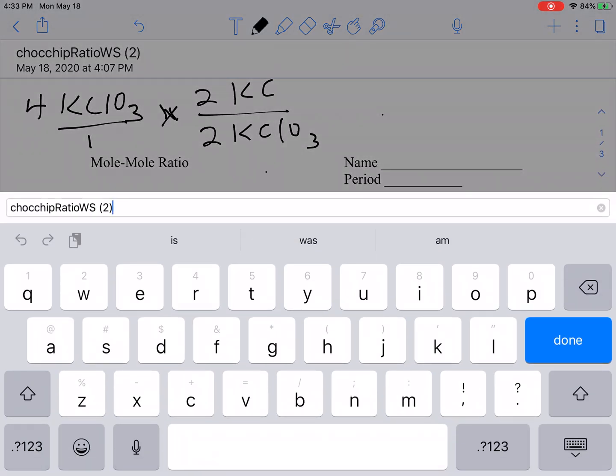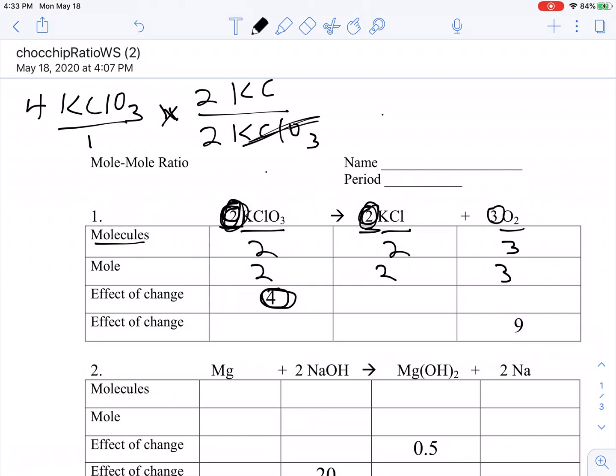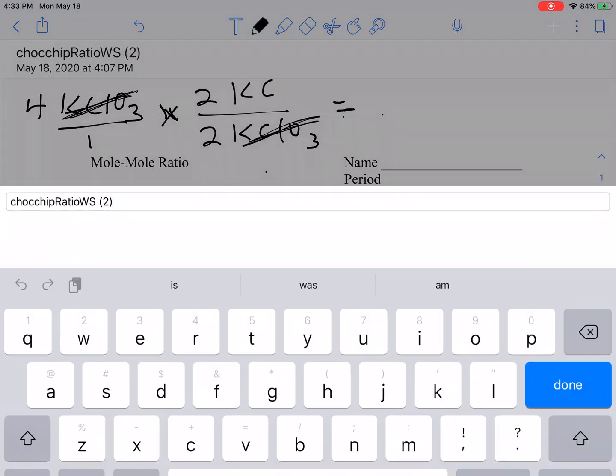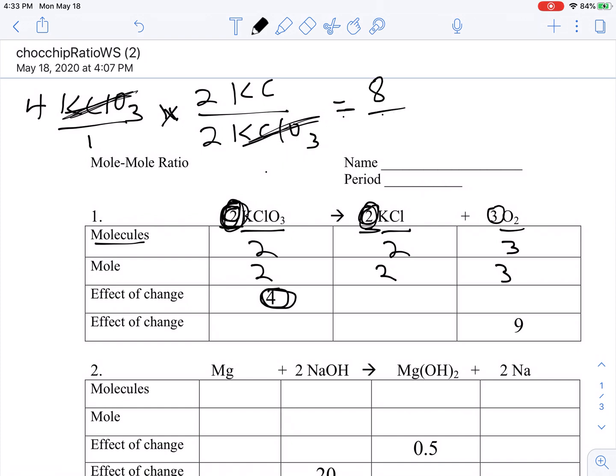Now, potassium chlorate was on the bottom here because it was on the top here. And if we multiply top times top, 4 times 2 gives us 8. And bottom times bottom, 1 times 2 is 2. That gives us 4. So there would be 4 potassium chloride. If the potassium chlorate changed from 2 to 4, the potassium chloride would also change from 2 to 4. How much oxygen would we have if this number of potassium chloride changed from 2 to 4?